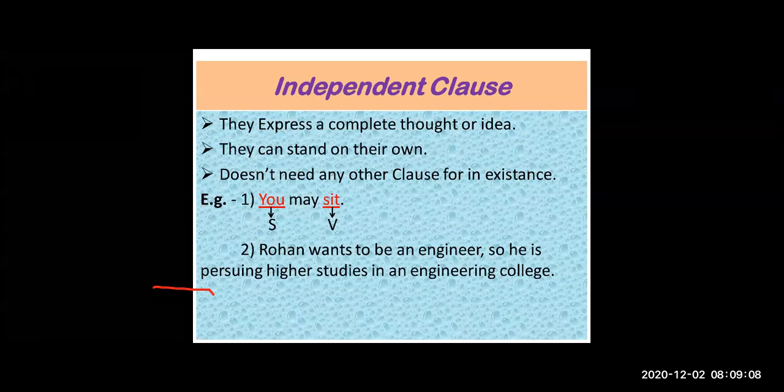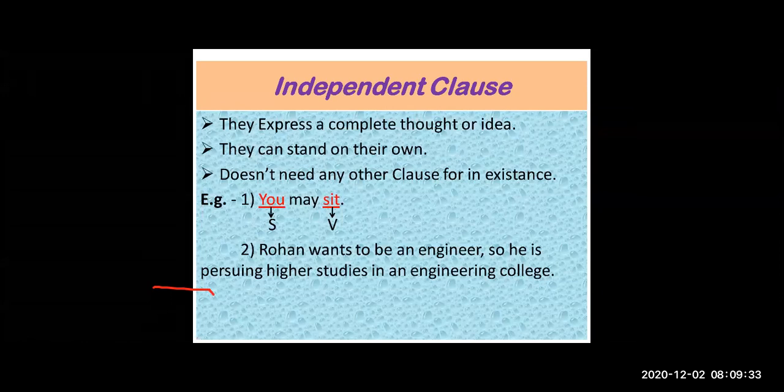Now here, students, are the two sentences. Both of these clauses can stand on their own. Which are the two sentences? First one is Rohan wants to be an engineer. And what is the other one? He is pursuing higher studies in an engineering college.